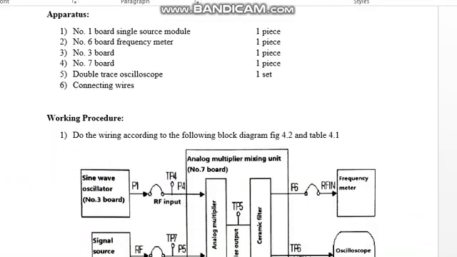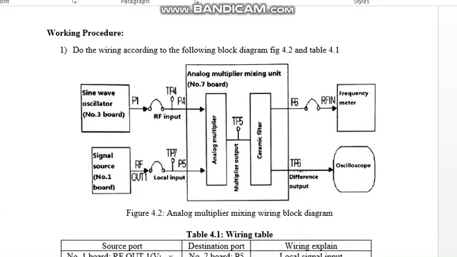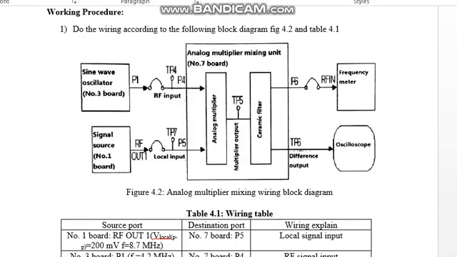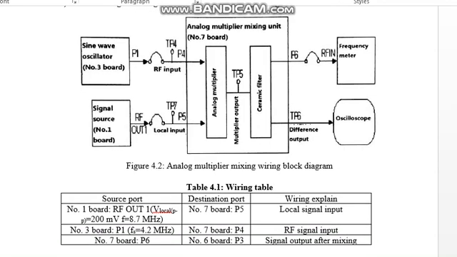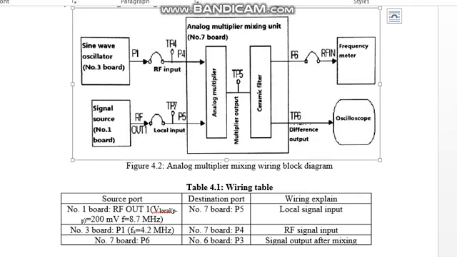Now according to the working procedure, that is the board in our kit that we use in our lab. In that board there is a sine wave oscillator, TP4 the RF input, and the analog multiplier mixing unit. So you have to make a circuit through Multisim. This circuit should be made, and after making it we will get the output.